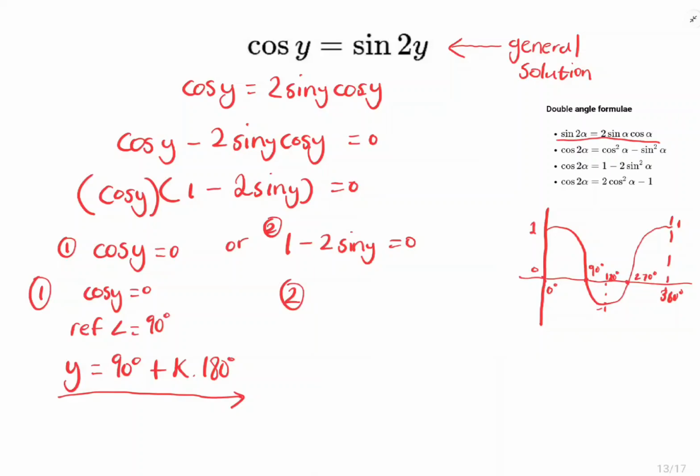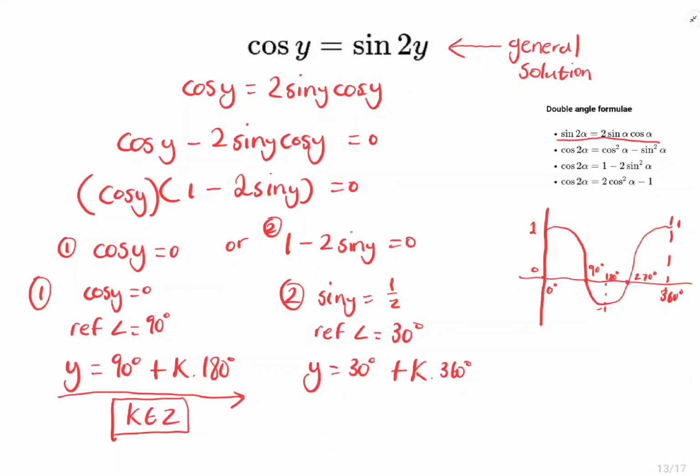For the second one, for sin 2y, if I completely simplify it, it's just going to be a half. And we know that the reference angle is going to be 30 degrees. Let me just confirm. Yes, it's 30 degrees. And so our solution is going to be 30 degrees plus k times 360 degrees. Oh yeah, I forgot to say k is an element of Z. Never forget that.